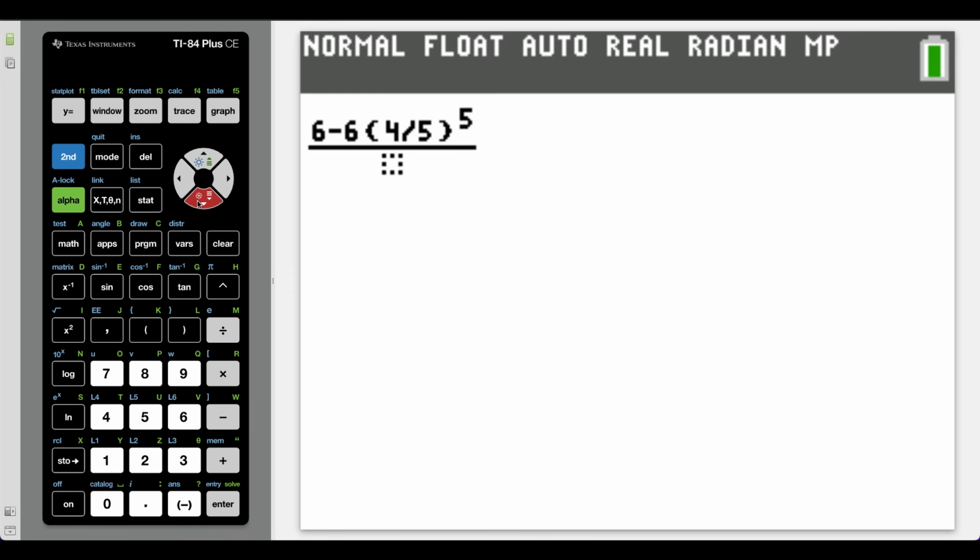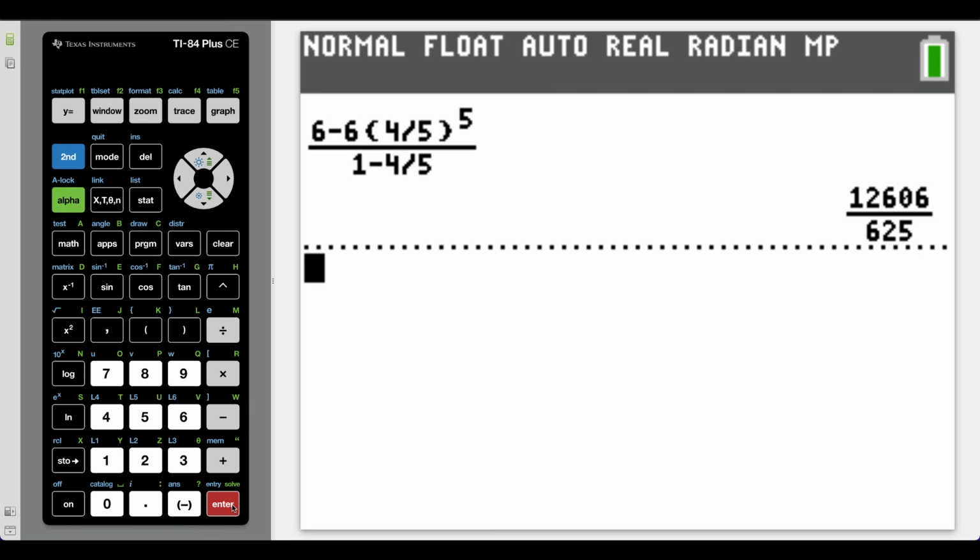And now in the denominator, we had 1 minus r. So we have 1 minus r was equal to 4/5, which we could just write like this. And now we press enter. And notice our answer is expressed as a fraction.